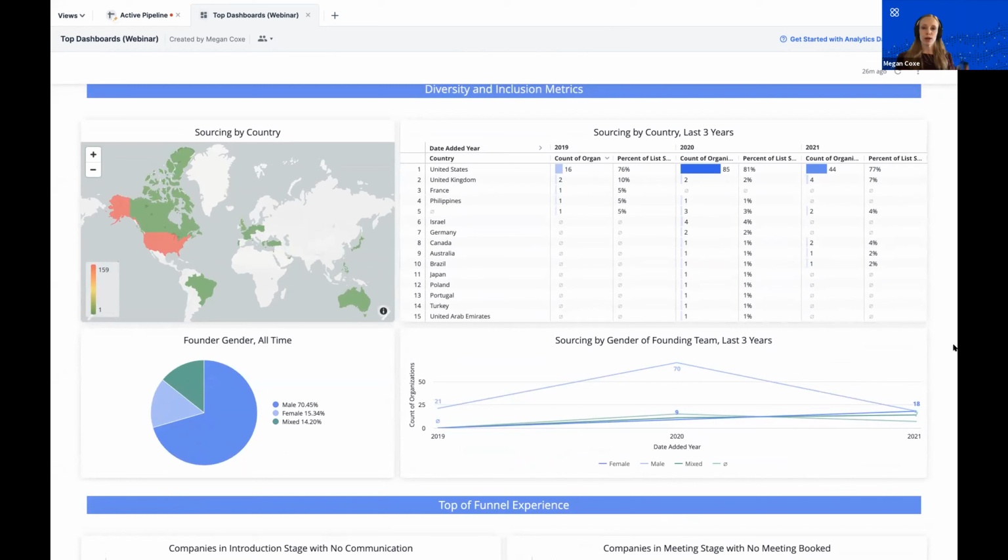So if you're tracking this manually in Affinity, if this is something that is important to your firm, you can see the makeup of your sourced companies and look at these statistics over time as well. Here we can see that we've increased the presence of female founded companies slightly, but we still have a little bit of work to do there. And certainly when the overall percentage is 15%, we can look at that and measure that over time.